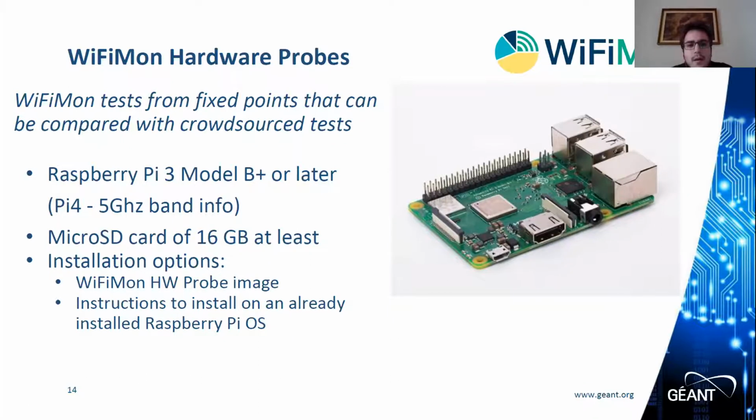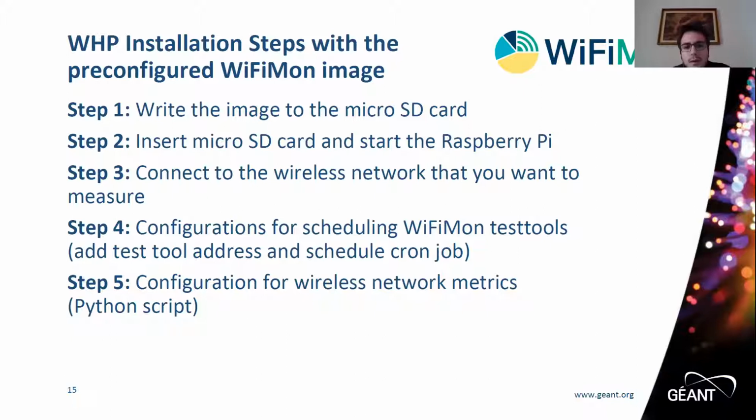Okay. These are the installation steps for the probes. What you have to do is write our pre-configured WiFiMon image to the micro SD card, connect to the network you want to measure, and configure the test tools and how often they are triggered by editing a crontab. And last, you have a Python script that obtains wireless network metrics and streams them to the WiFiMon analysis server for processing.